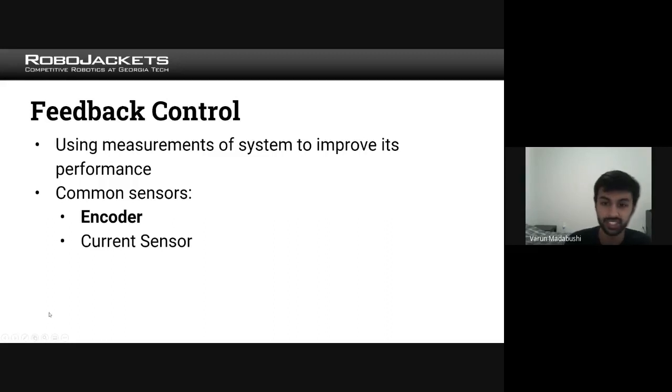So feedback control is improving or controlling the performance of a system by taking measurements of it. And like I mentioned earlier, the most common thing that we're going to want to take the measurement with is an encoder. Because generally, if you want to control the speed of the robot, you're going to need to measure the speed of the robot. So an encoder is a good choice for that.